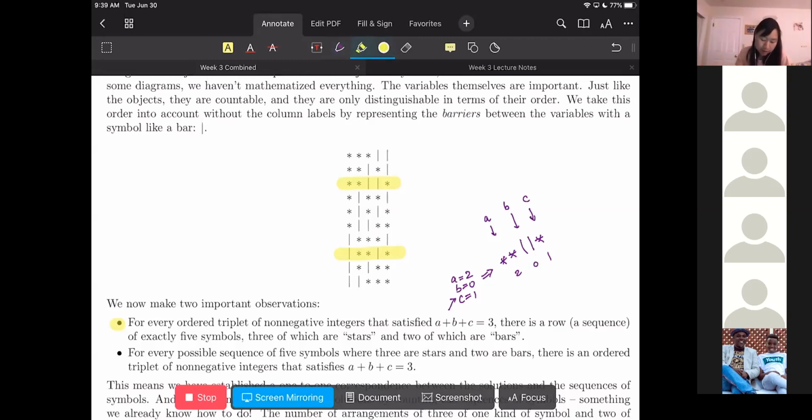The second observation is for every possible sequence of 5 symbols where there are 3 stars and 2 bars, there is an ordered triplet of non-negative integers that satisfies A plus B plus C equals 3. So for example, if I have just any sequence of 3 stars and 2 bars, let's say star, bar, star, star, bar, then that will map to one solution of this equation. So here, again, A column, B column, C column, this maps to the solution A equals 1, B equals 2, C equals 0. That satisfies A plus B plus C equals 3.